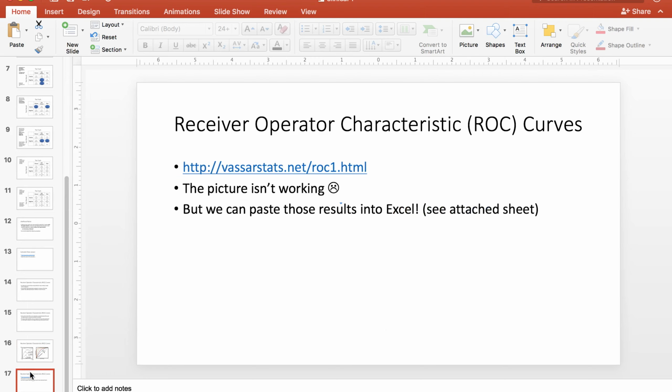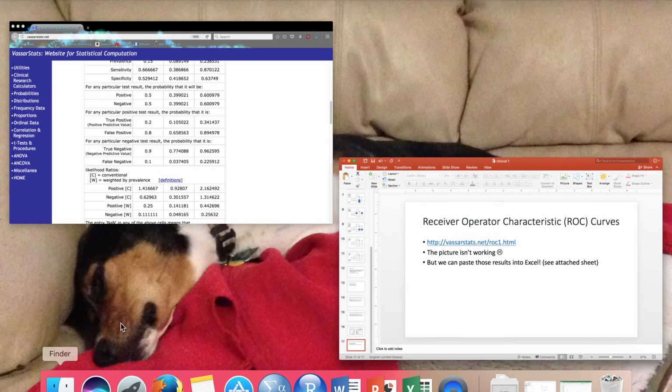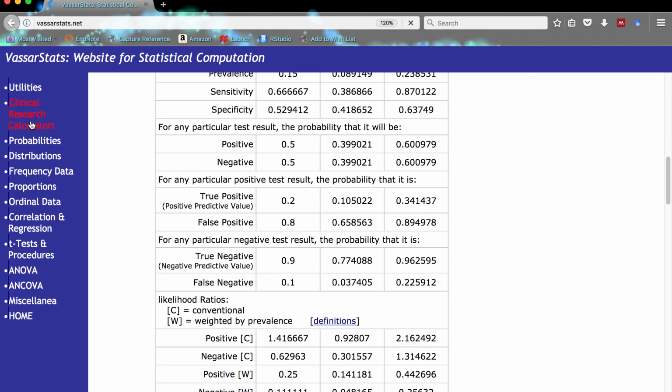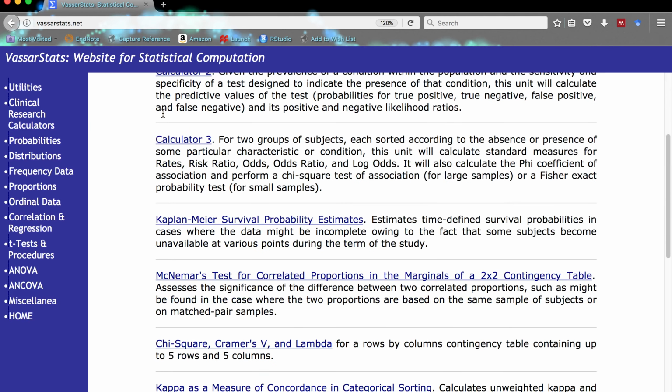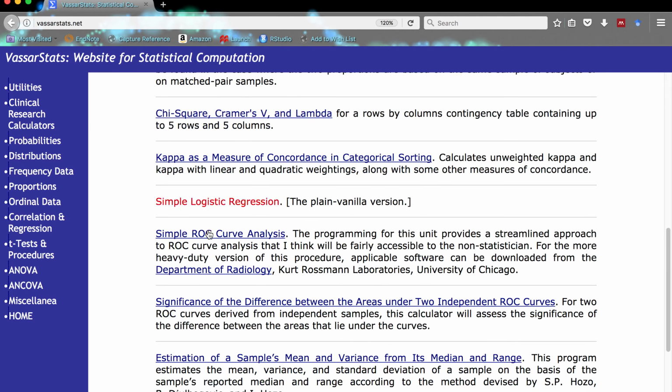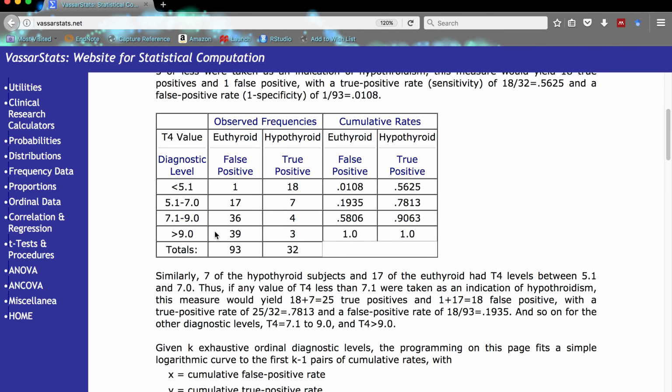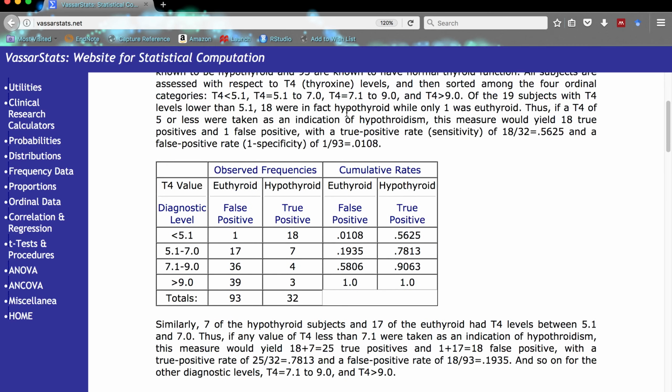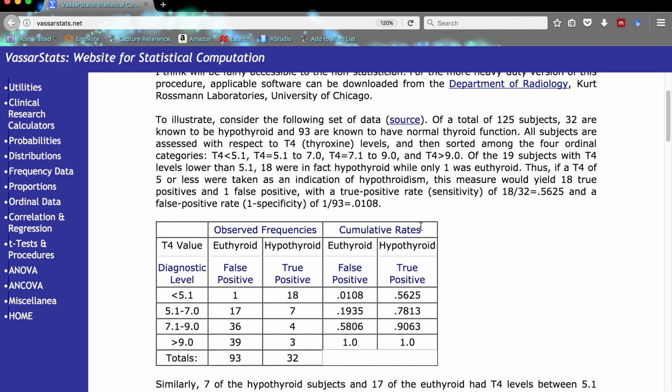Now, VassarStats also has a picture for this that you can use. So I'm going to click on Clinical Research Calculators, and then go down here to Simple ROC Curve Analysis. Now the problem is that their picture isn't working. So here's a stupid thing. T4, that's what it was. So they had the example of thyroids.